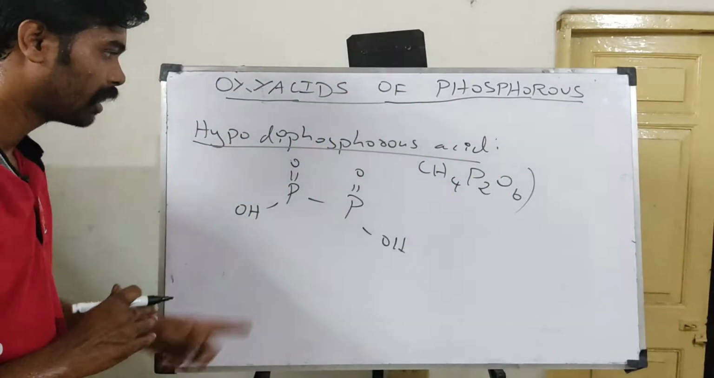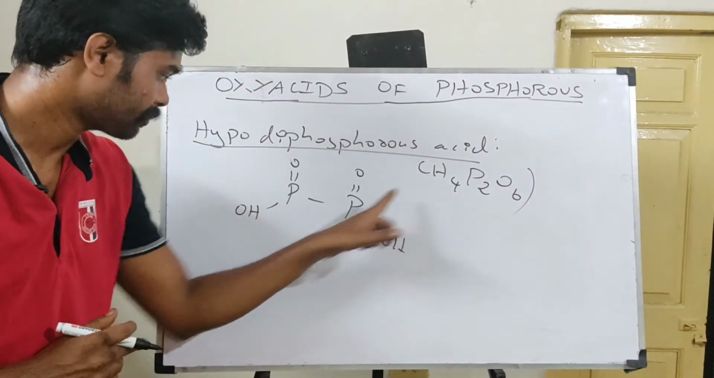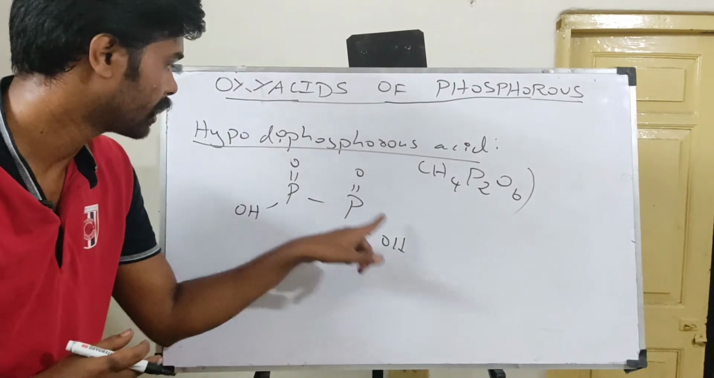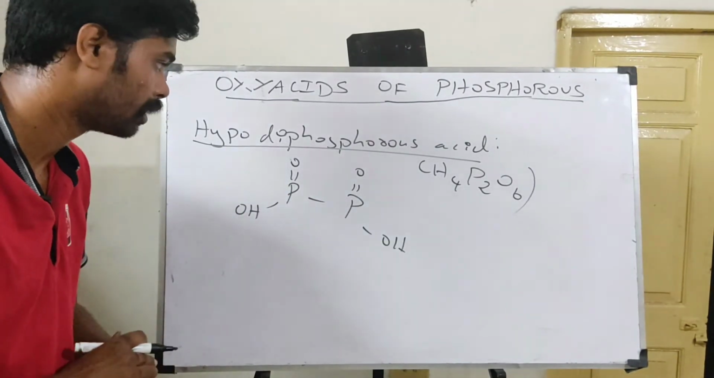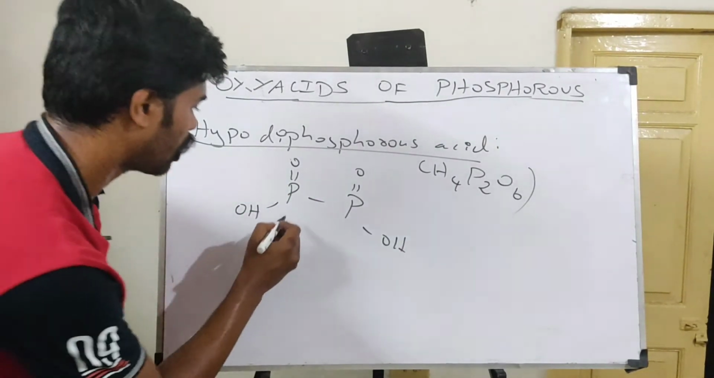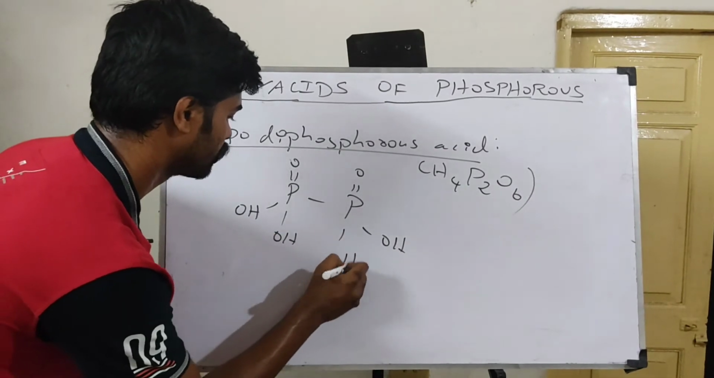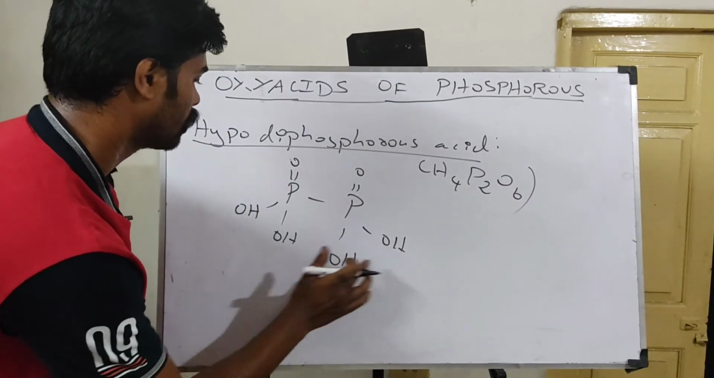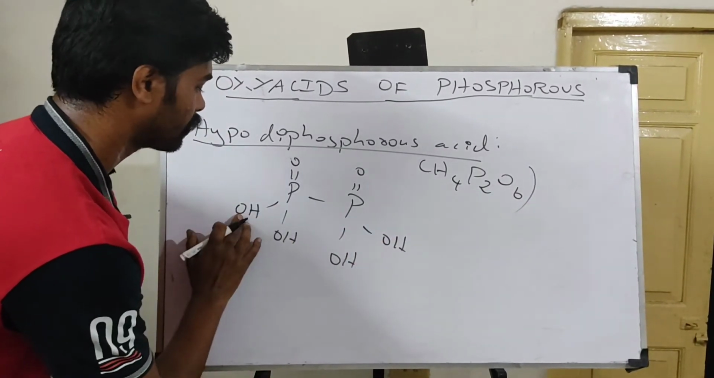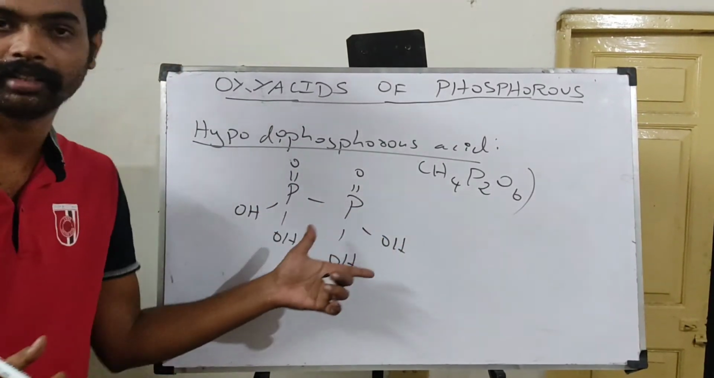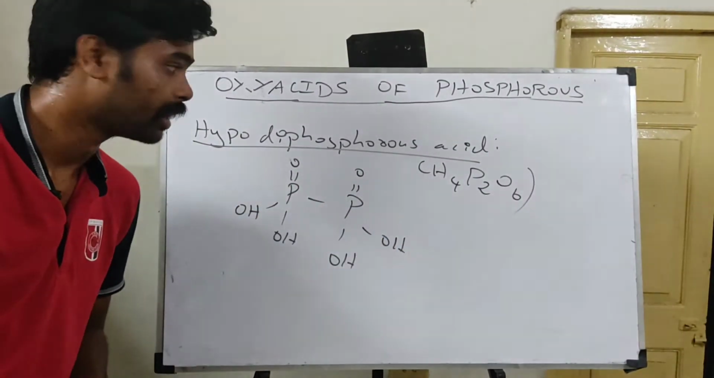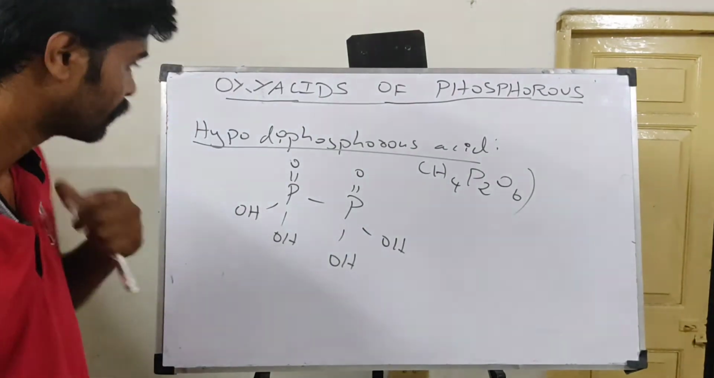is H4P2O6, right? So now I have accounted for 2 of the hydrogen atoms and 4 of the oxygen atoms. So both of them are going to have, so 1, 2, 3, 4, 5, 6 oxygens. Yes, this is the structure for hypodiphosphorus acid. Okay, next one.